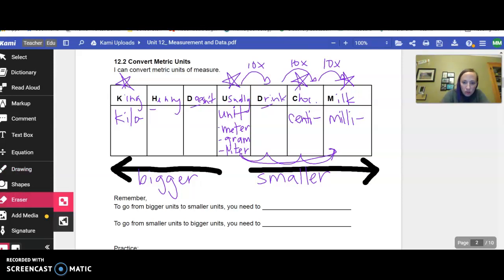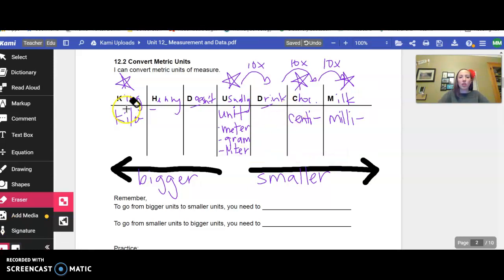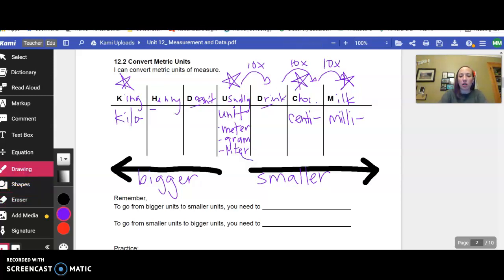Let me just erase. Sorry, I accidentally erased the big box, but hopefully you can handle it. So from here to here is 1,000 times. From just here to here is 10, 100 times. So here is 10, 100, 1,000 times as well, all the way over there. So remember, when we're going from bigger to smaller, we need to multiply. And then when we go from smaller to bigger, we need to divide.